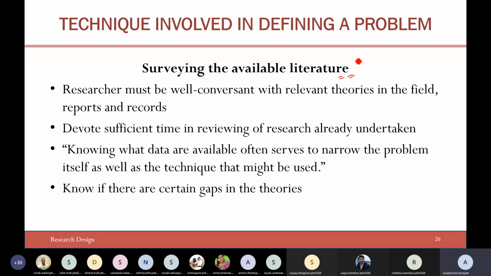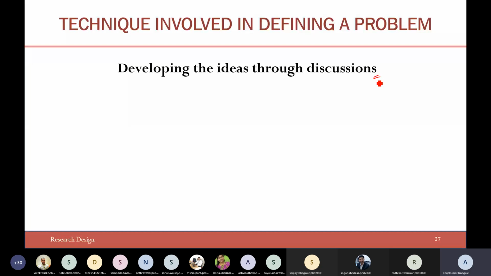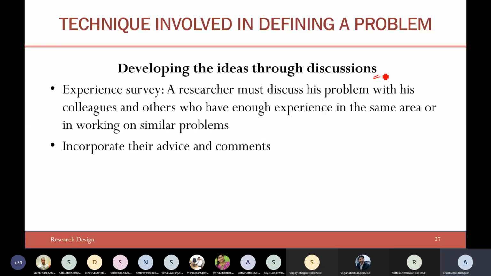Literature review can be a study of papers, maybe conference papers, good quality journals, even theses of other completed PhD research students, and even going through the white papers and articles that are published on the websites of companies, and so on. And developing the ideas through discussions, right? So that is what I was talking about.